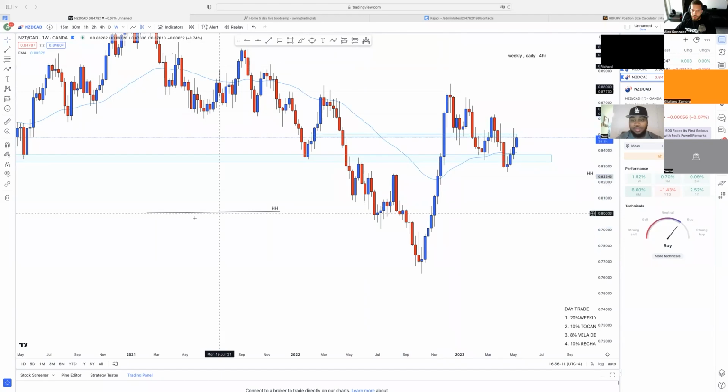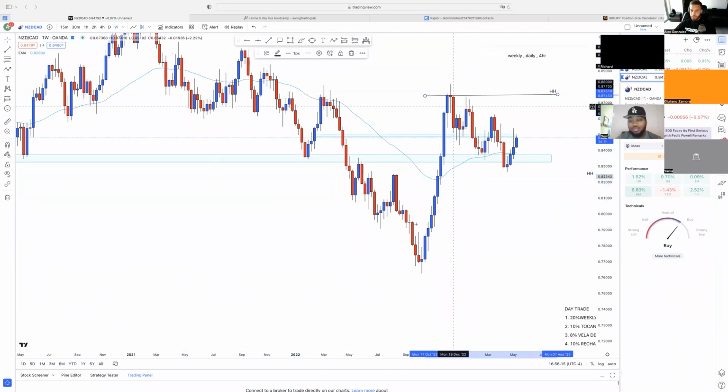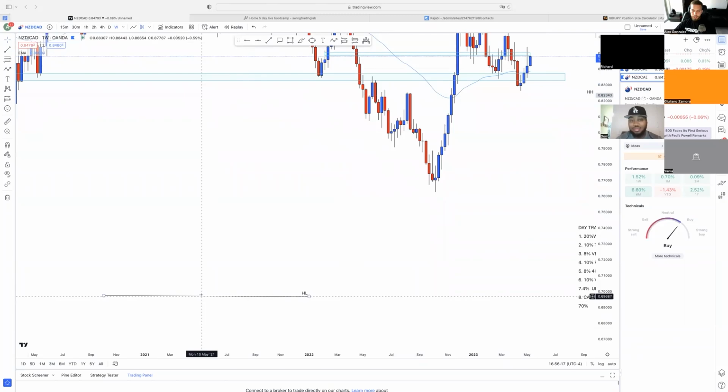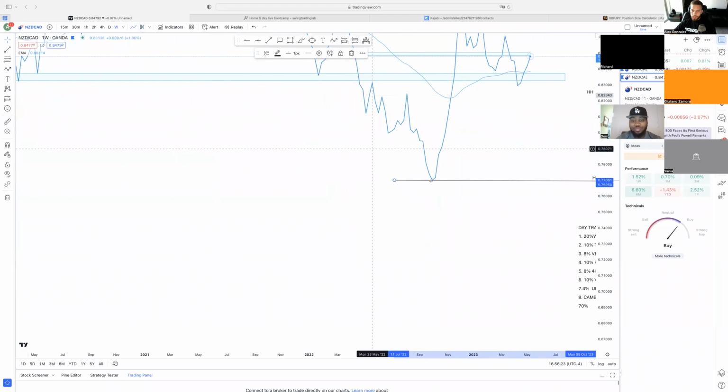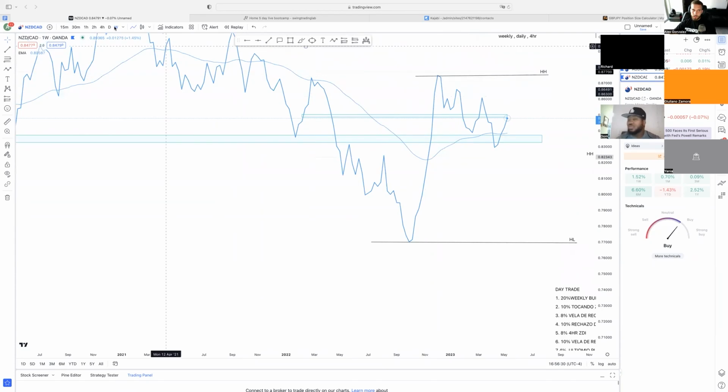So this is the market structure of this current market. This would be the weekly higher high. And then this would be the weekly higher low. It is to the body. If we were to throw on the line chart, you see how it is perfectly right there to the body. The line chart perfectly matches that body.